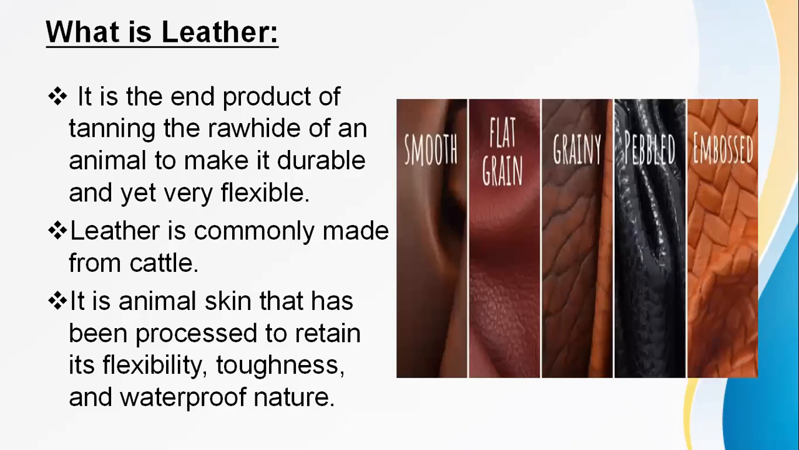What is leather? The leather is manufactured in the tanning industry. It is the end product of tanning, one of the main steps of the manufacturing process, the raw hide of an animal made durable and yet very flexible. The properties of the leather are that it should be durable and yet very flexible for the sake of the use. Leather is commonly made from cattle; the skins and the hides are mostly taken from the cattle.